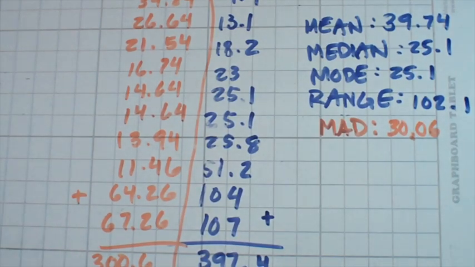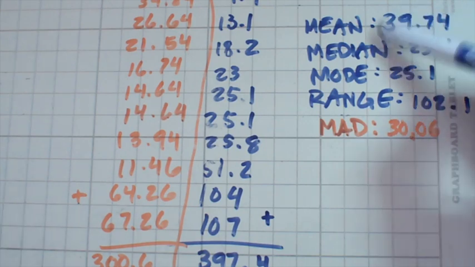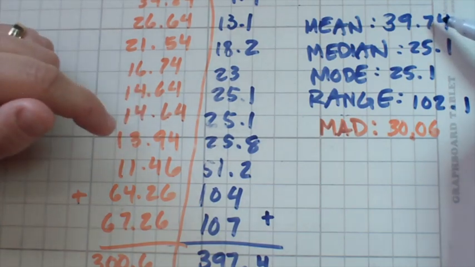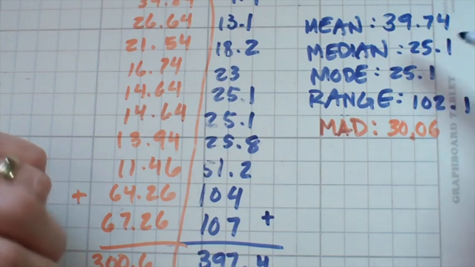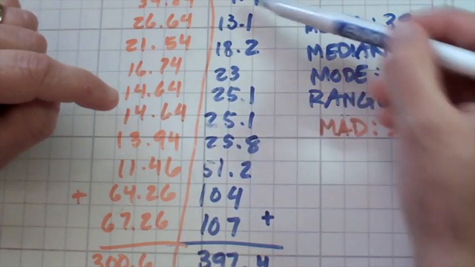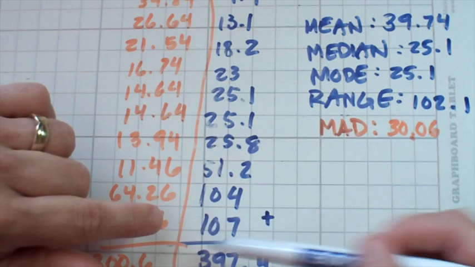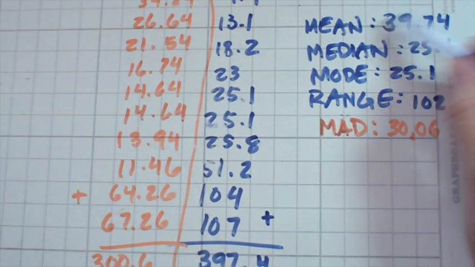Okay. And then the mean, I added all of these numbers up and got 397.4. I divided that by 10 and I got 39.74. So that's my average. Now, notice how the average is pretty far away from the median. And it's because we have a lot of points that aren't that far apart, and then we have these 2 points that are way bigger than everybody else. And those big points tug at the mean, I'm sorry.